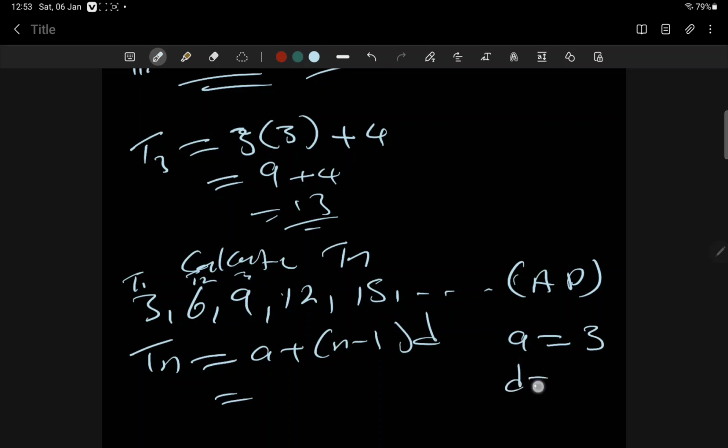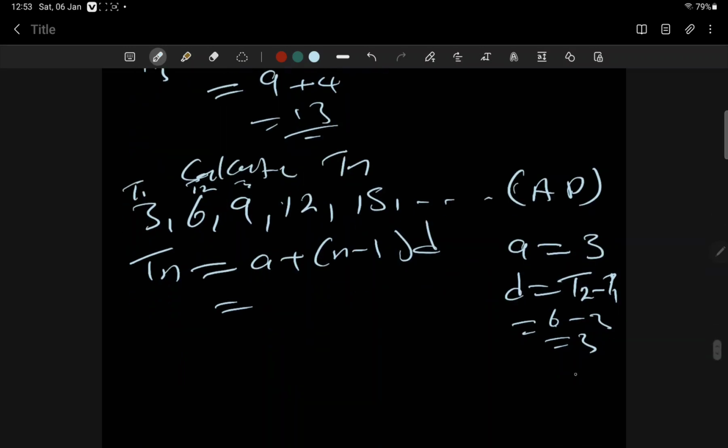And then the difference, remember, this is an arithmetic progression or arithmetic sequence. So we don't have to prove this thing. We just have to do T2 minus T1. It will work. What is T2? 6, T1, 3. Okay, 6 minus 3, that is 3. Then we plug it back into the formula. First term, A, 3 plus n minus 1, D, 3.